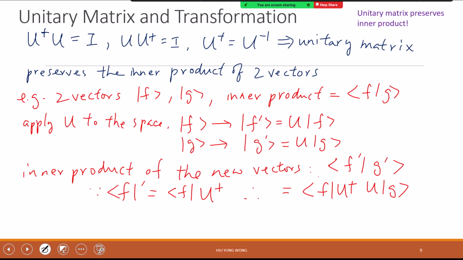But because it's unitary, U dagger U is equal to I. Again, the associative rule, right? We can just group them first. Unitary, so this equals I. So this is just equal to bra F ket G, because this is a row vector, this is a matrix, but the identity matrix, and this is a column vector. So it is the same, right? So the inner product is preserved. This is the important part of the unitary matrix. And this is the matrix for all the quantum gates. All the quantum gates need to be unitary matrices.